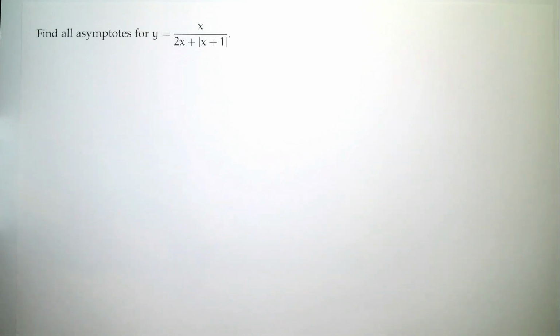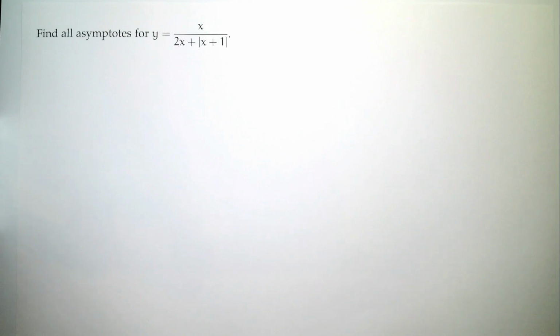Well, let's try a problem from last time. Find all the asymptotes for y equals x divided by 2x plus the absolute value of x plus 1. All right. Now, how do we approach this? Well, the absolute value certainly is going to throw us off. So probably the first thing we should do is translate this into a piecewise function and ask what are the real functions we're dealing with without absolute value?